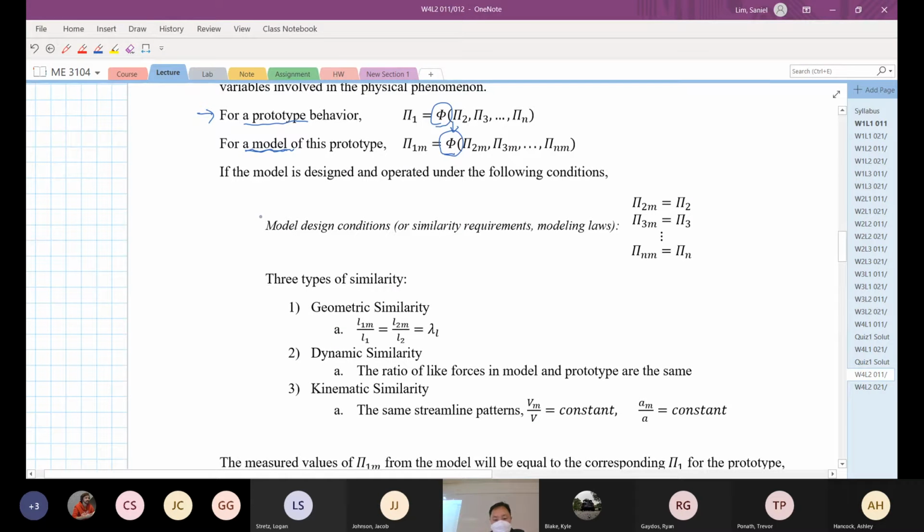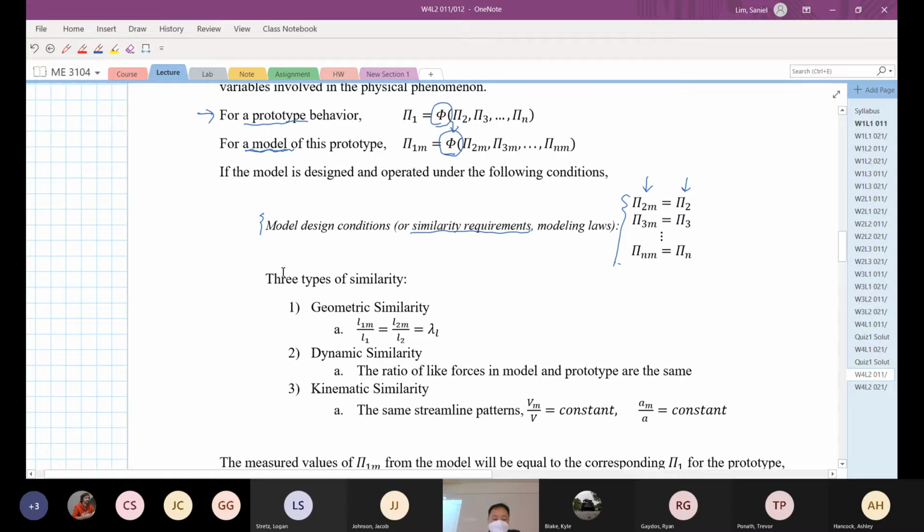So a model design condition, sometimes we call the similarity requirements, means each pi term has to be the same, because those pi terms are dimensionless. Therefore, even if we scale down the system, each pi term has to be the same for the model, all the pi terms.